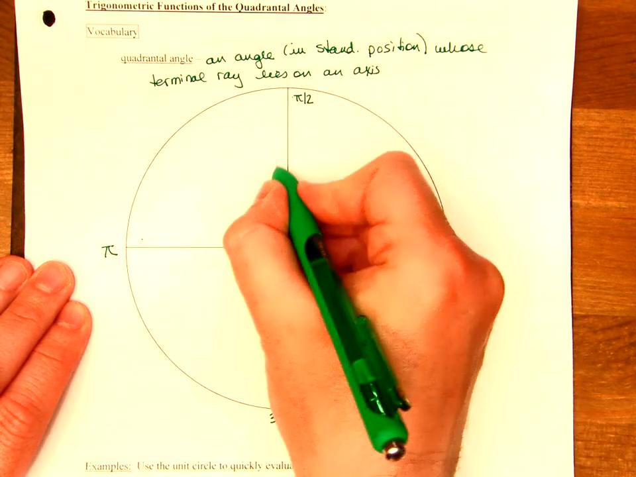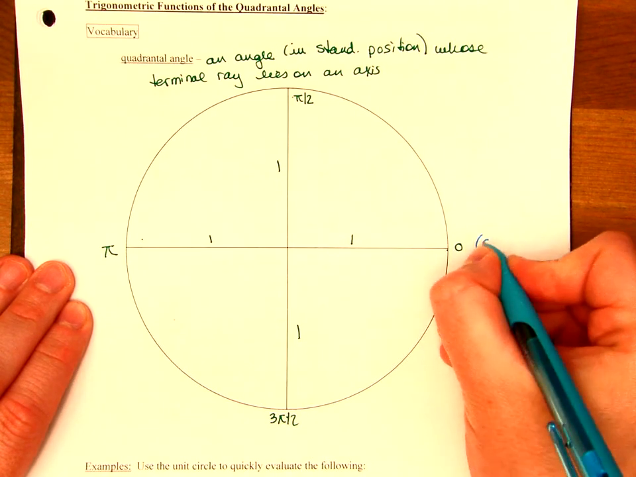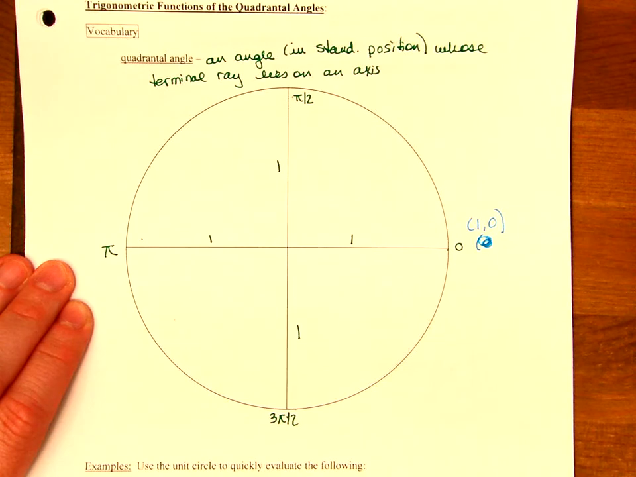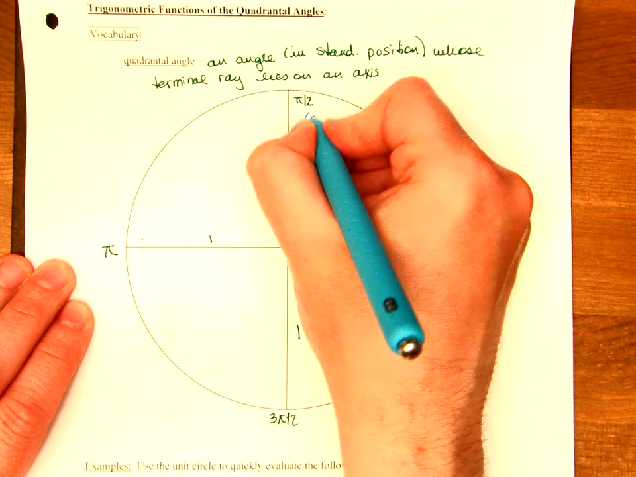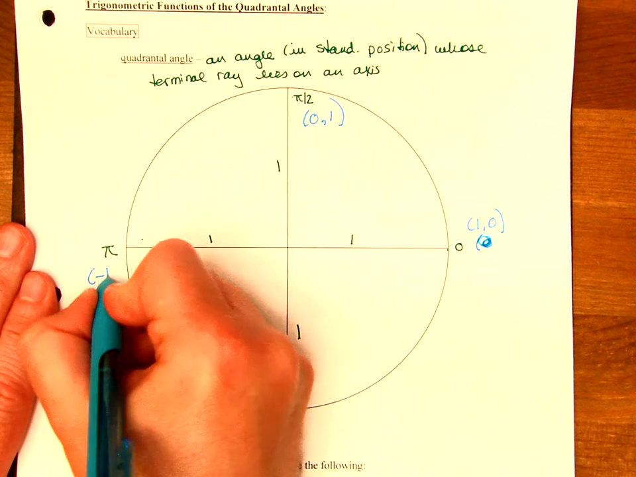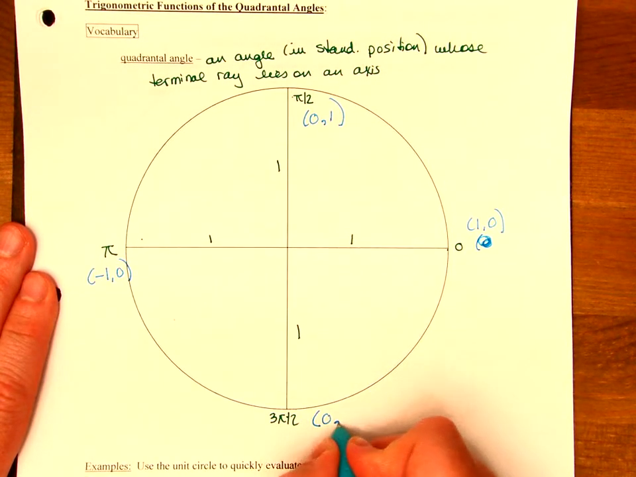Well, if I'm on this unit circle with a radius of 1, I'm going to just find the coordinates of these 4 points quickly. 0 has coordinates 1, 0. Pi over 2 has coordinates 0, 1. Pi has coordinates negative 1, 0. 3 pi over 2 has coordinates 0, negative 1.